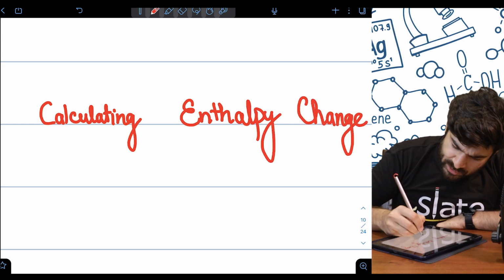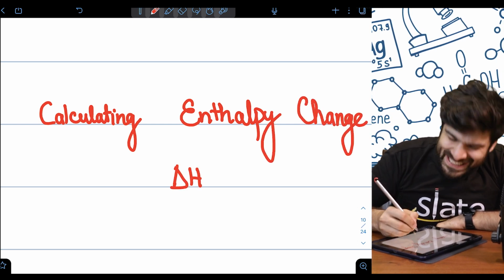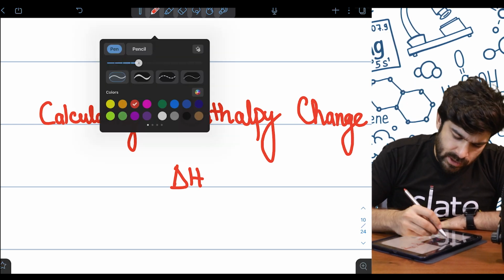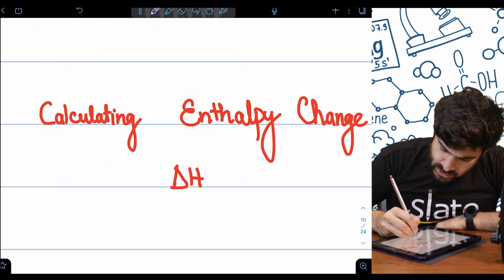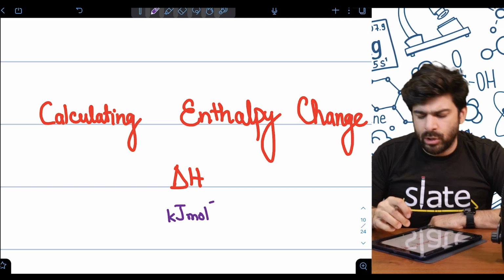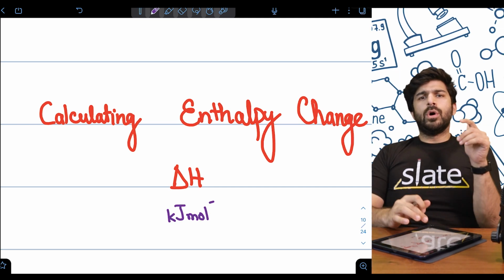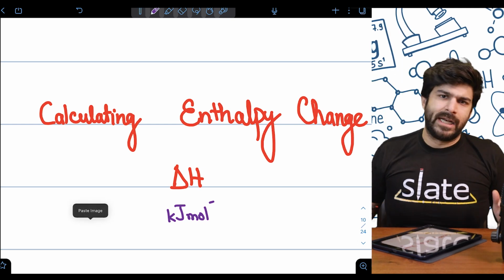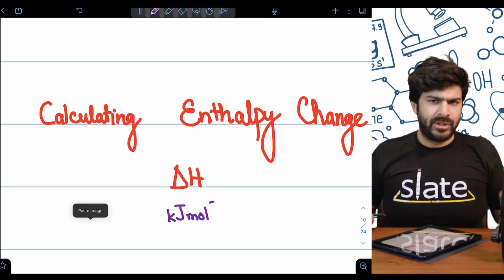What is enthalpy change? What do we remember? It's delta H. And what else? The unit. Because if you remember the unit, the calculations will become easy for you. Kilojoules per mole. So, you've done different ways to calculate enthalpy change.